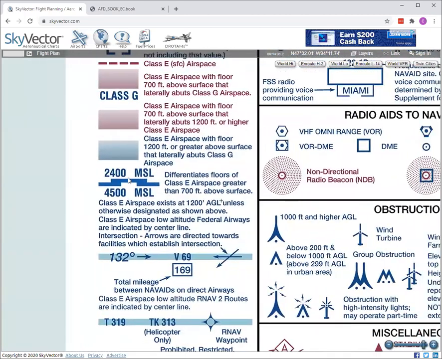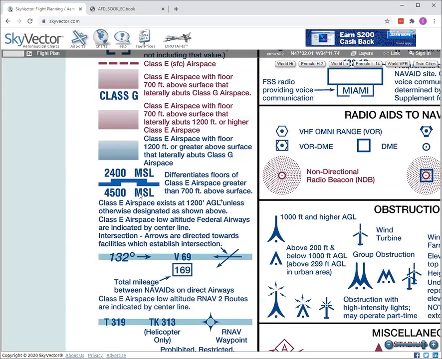Basically this, if you see this on a sectional chart somewhere, it just means that the Class E airspace that exists there has different floors. So it might not start at 700 feet. It might start at some other height. In this case, it'll be indicated by the numbers that are there.